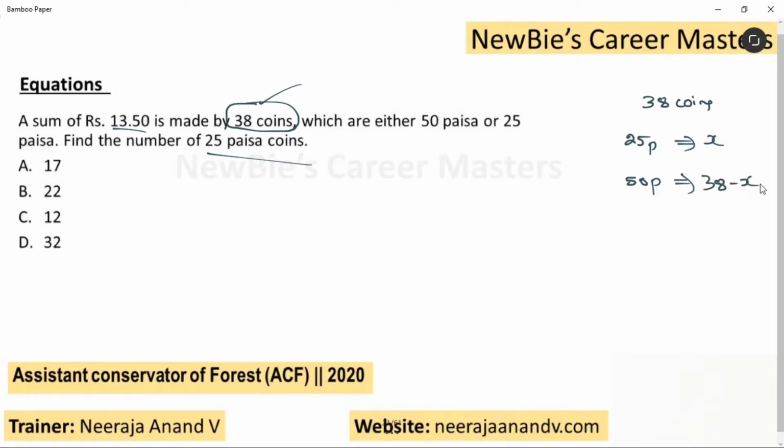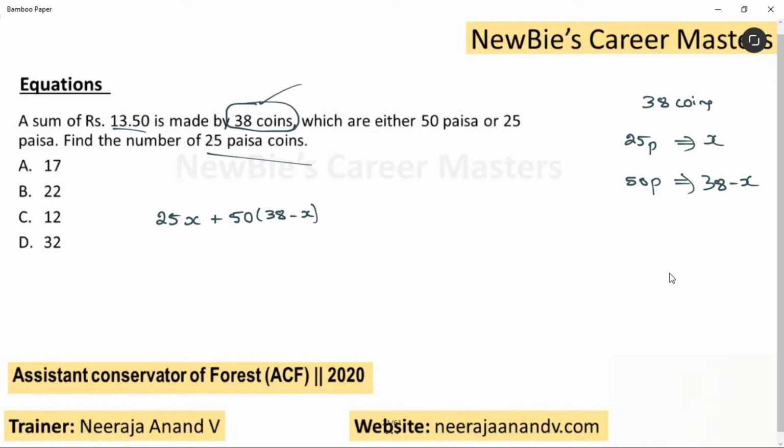Simple. Now, how do you convert this to amount? Check. See, 25 paisa coins. How many are there? X are there. Then 50 paisa coins, how many are there? 38 minus X are there. Let me explain with an example.